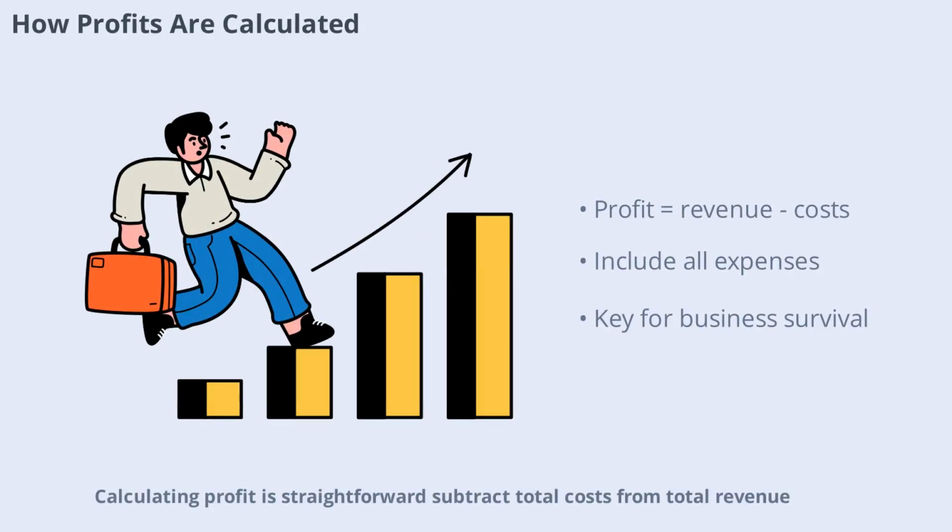Calculating profit is straightforward. Subtract total costs from total revenue. However, in practice, businesses must account for many different expenses such as wages, rent, materials, and taxes.